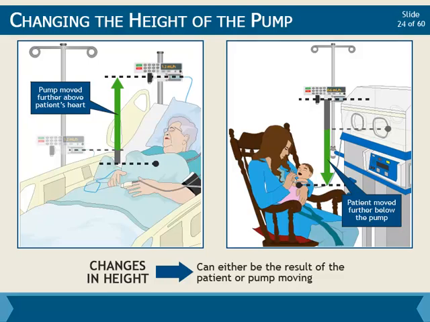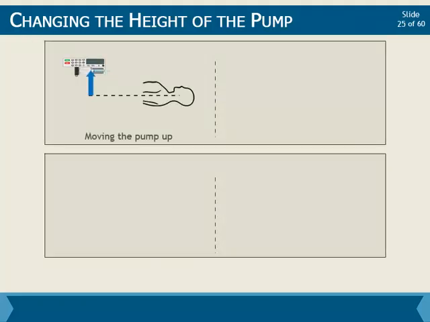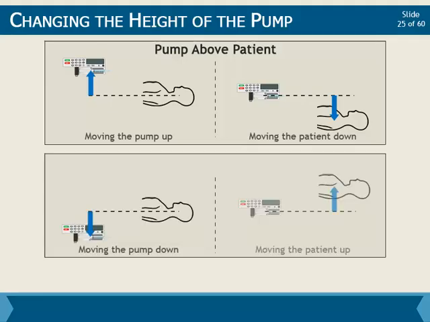Please note that although the graphics within this module show a pump that holds the syringe horizontally, the topics and resultant effects are the same for pumps that hold the syringe vertically. Moving the pump up will have the same height effect as moving the patient down, as this serves to move the setup in a direction where the pump is above the patient. Conversely, moving the pump down will have the same height effect as moving the patient up, serving to move the setup in a direction where the pump is below the patient.